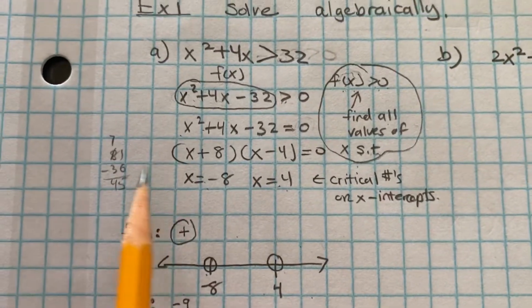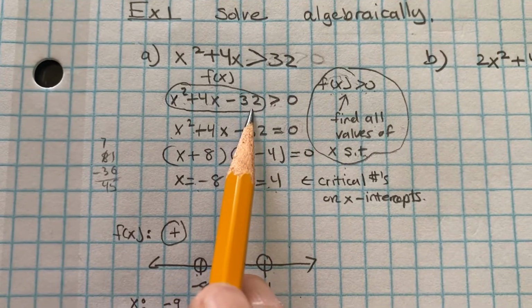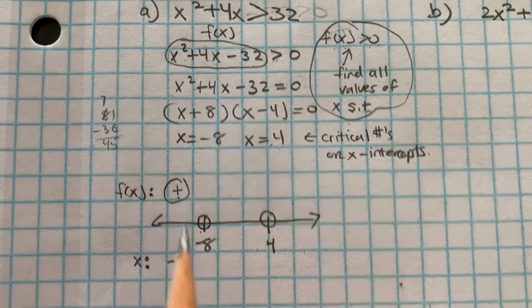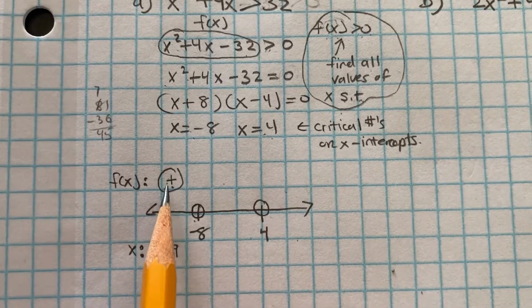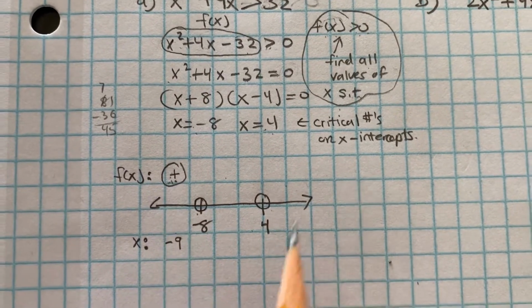Okay, so I don't really care about what's 45 minus 32. That's 13, right? I only care it's positive 13. So any x value to the left of -8 will yield a positive y value. Okay, so that's basically what's going on.